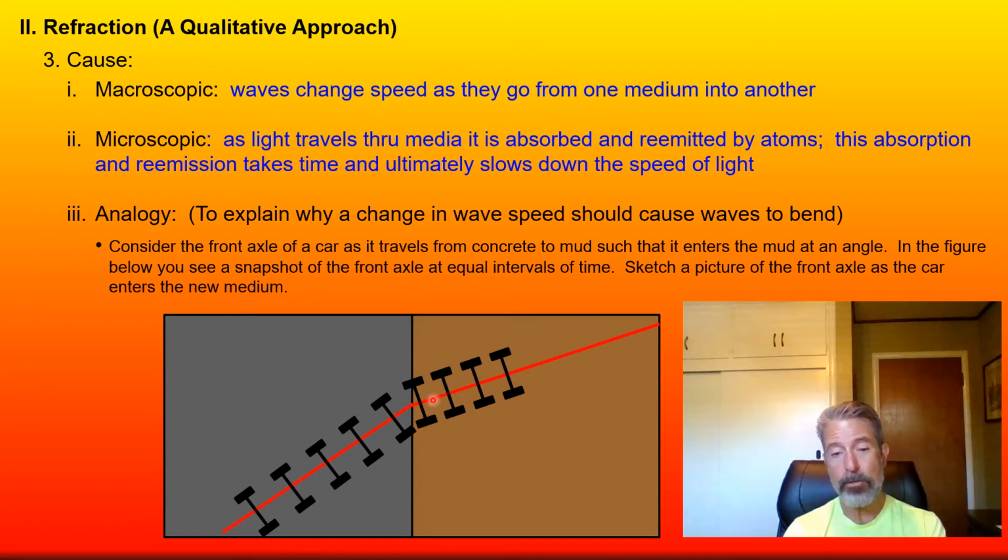If we replace the front axle here with light waves, we will see that when the light is traveling from a medium where it can travel fast and enters a medium where it gets slowed down, this tells you that the light wave, the ray, is going to bend towards the normal to the interface. And we'll explain this, or restate it, on the next slide.